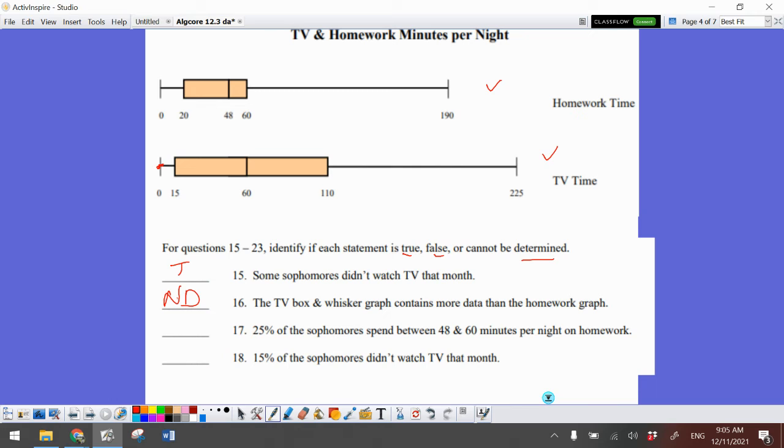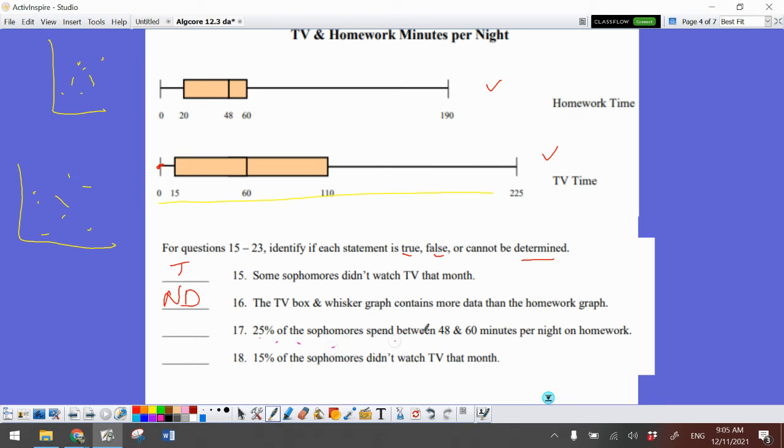Okay, the more spread out the data is, the bigger the box plot. Okay, has nothing to do with the number. So what that means is this data is more spread out than that data. It has nothing to do with how many. Okay.